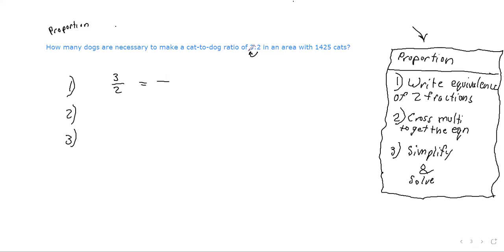So the first number is 3, and in the name, the first thing there is cat. That means the 3 corresponds to the cat. This is the name of the ratio. It says cat to dog ratio. The second number is 2, and in the name of the ratio, the second thing they mention is dog, so the 2 corresponds to the dog. So we know that this ratio is going to be cats over dogs. That's very important so we can get the other side of the equation. We need to have that classification.